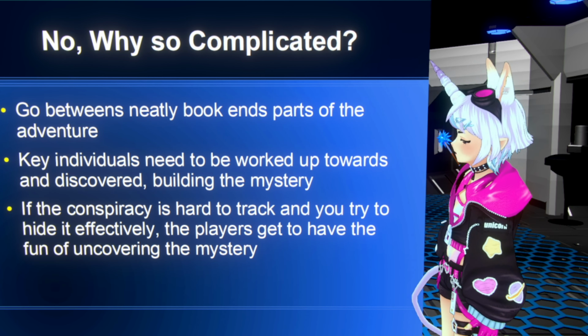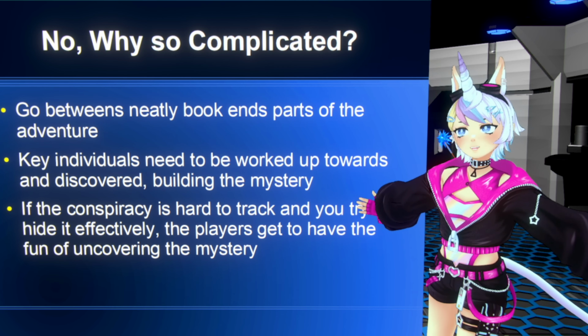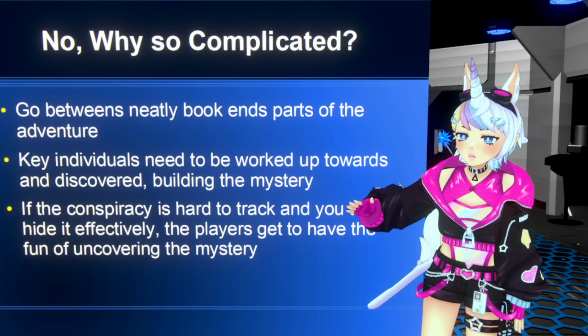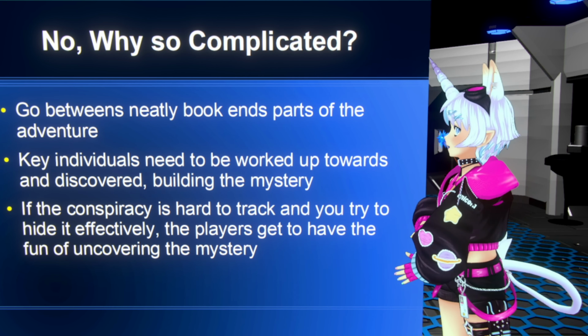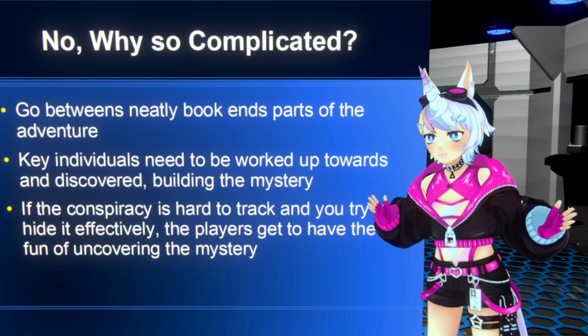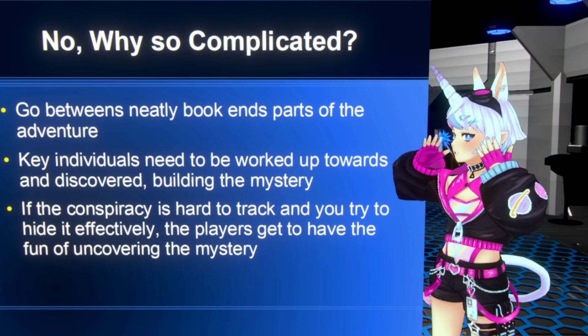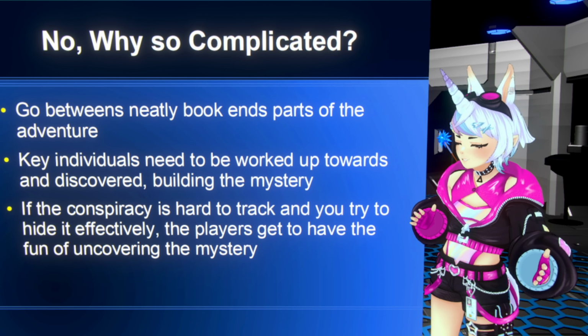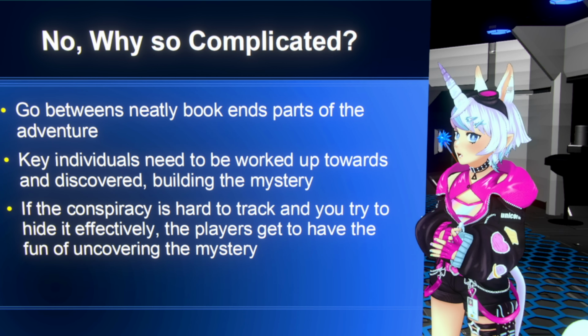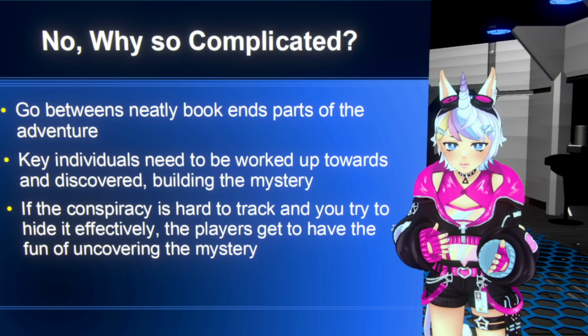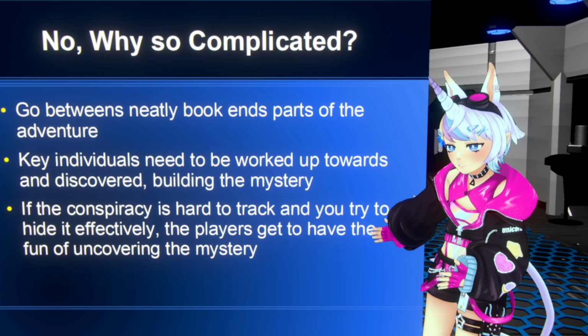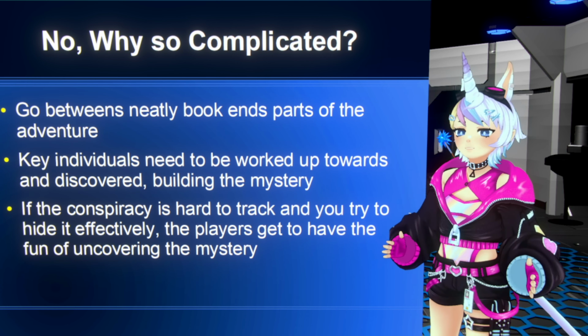But we haven't really talked about tabletop RPGs a lot, so why is it actually so complicated? Well, if you have go-betweens and individual separate agents, you neatly bookend part of the adventure where the players can suddenly find a key element of that network. It actually sets you up for neat chapters, and that is something that will allow you to pace your sessions much better. Key individuals can be worked up towards and discovered, which builds the mystery, builds the tension, and builds their picture of how this network works.